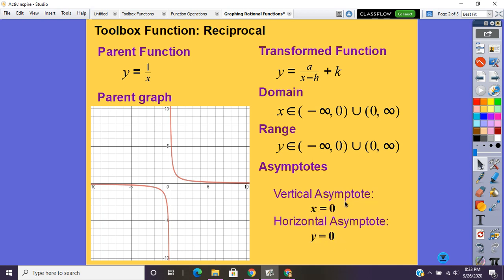And so we can look at our asymptotes. x equals 0 is our vertical line right here, our vertical asymptote, and y equals 0 is our horizontal asymptote. The way I remember this is vertical lines go through the x-axis, and so they have an x equals equation. The horizontal asymptotes go through the y-axis, so they have a y equals equation.